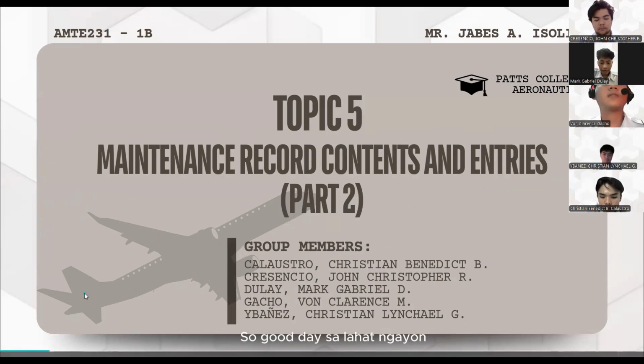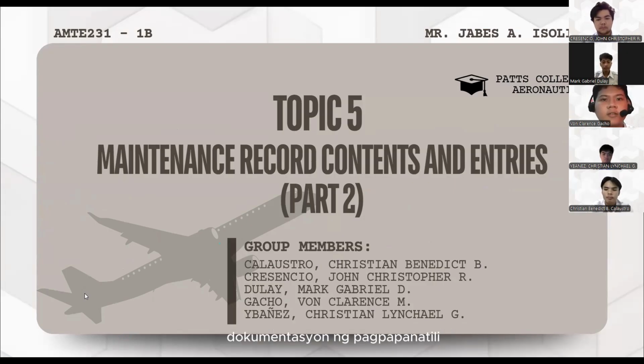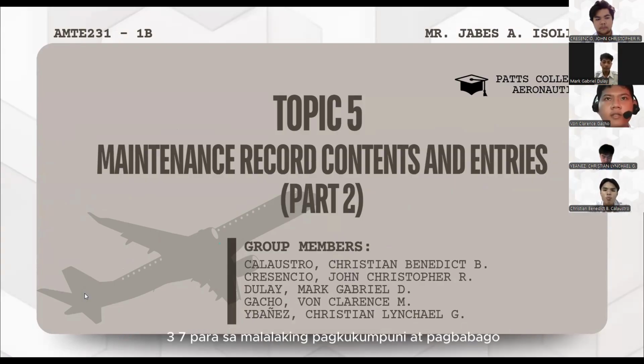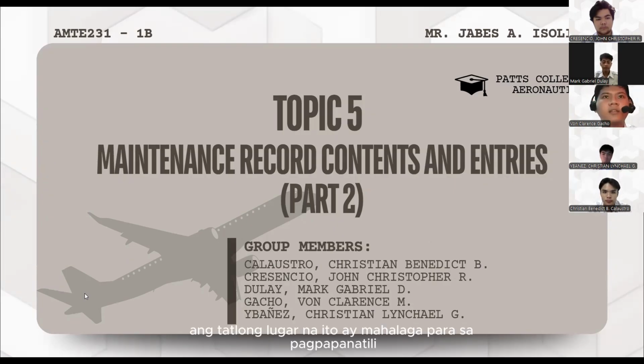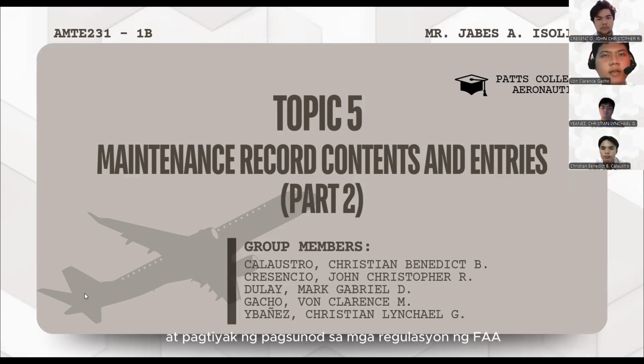So good day everyone. Today we'll be discussing the three major topics related to aircraft maintenance documentation. First off, we have the airworthiness directive compliance entries. Second, we have the FAA Form 337 for major repairs and alterations. And number 3, we have the preventive maintenance reporting requirements. These three areas are essential for maintaining airworthiness and ensuring compliance with FAA regulation.